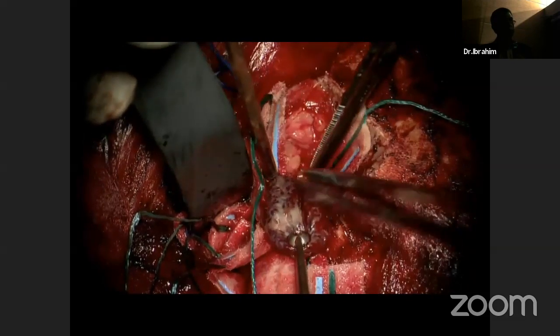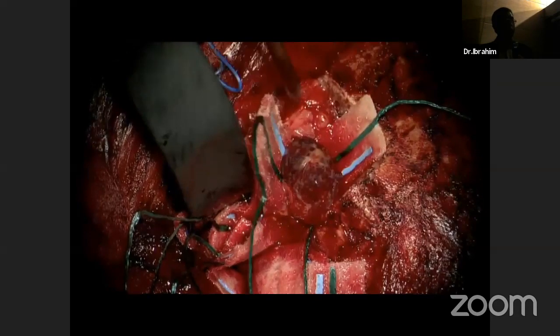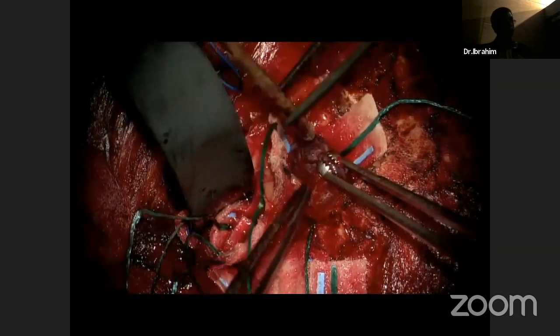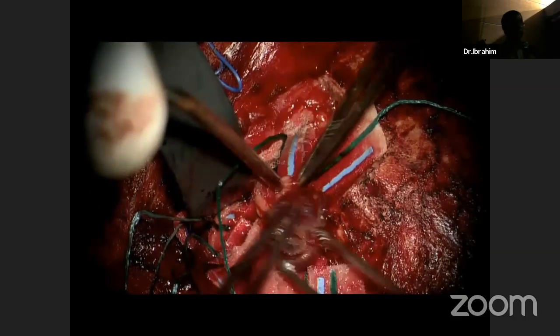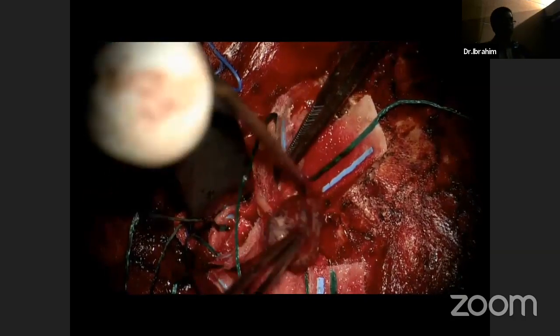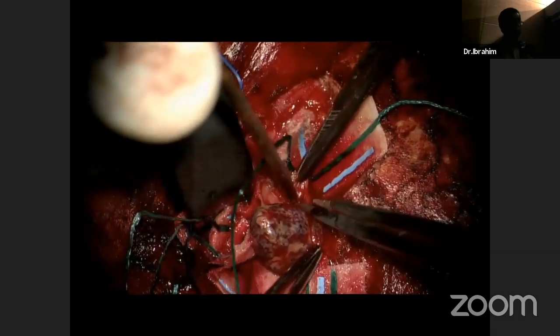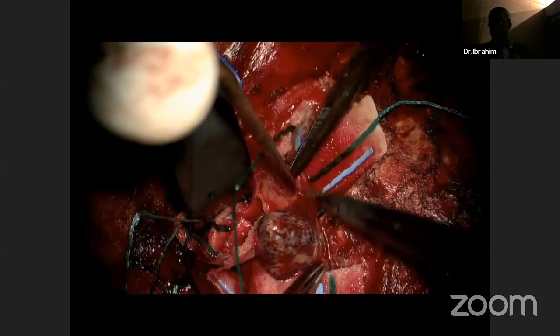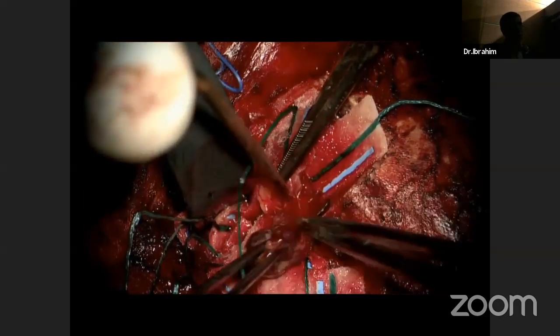So here it is. It has to be removed en bloc, not in pieces, in one block. This and the AVM should be removed in one block. You add to them the hemangioblastomas. Hemangioblastomas, cavernomas, and AVMs should be removed as one piece.